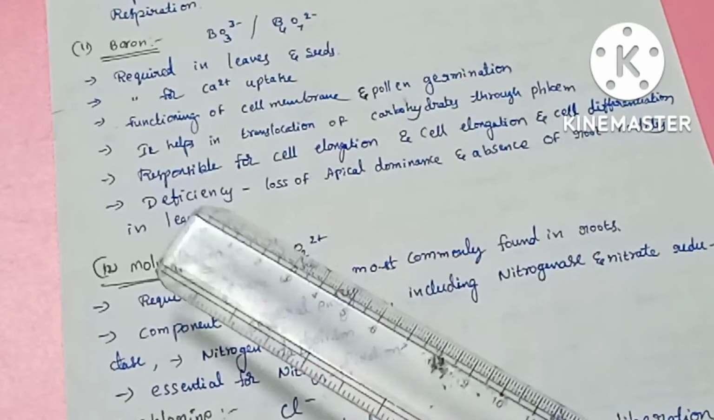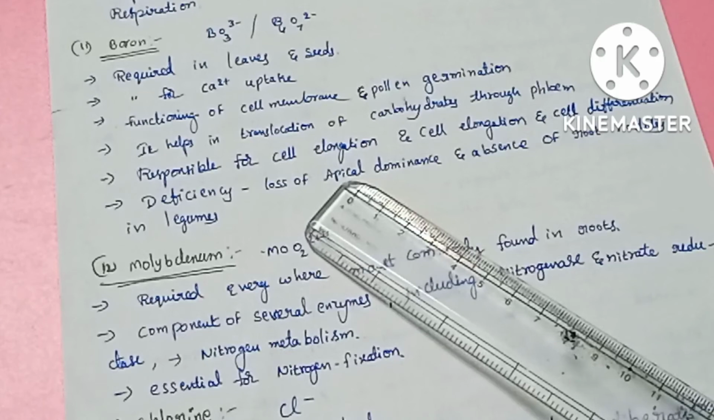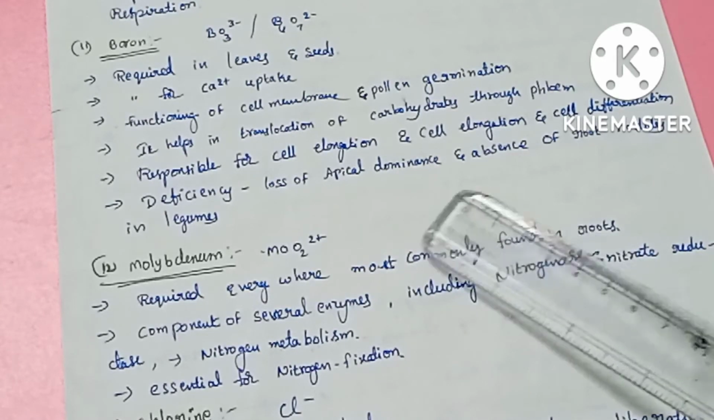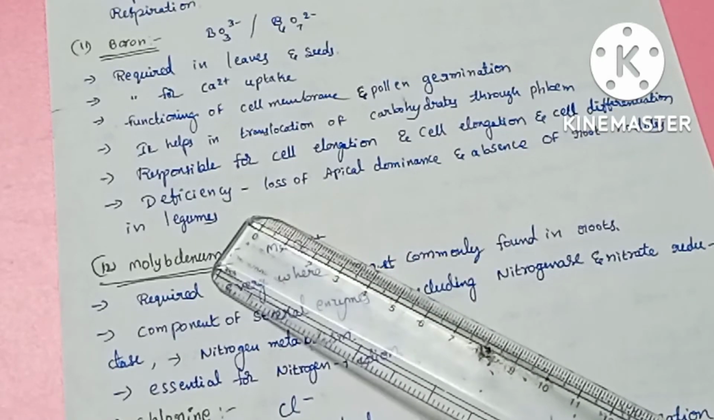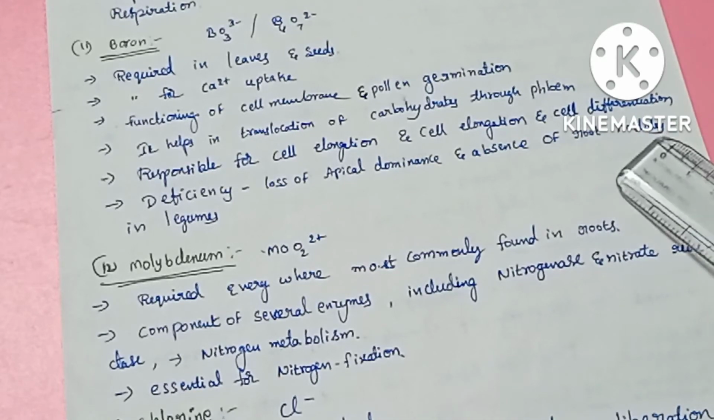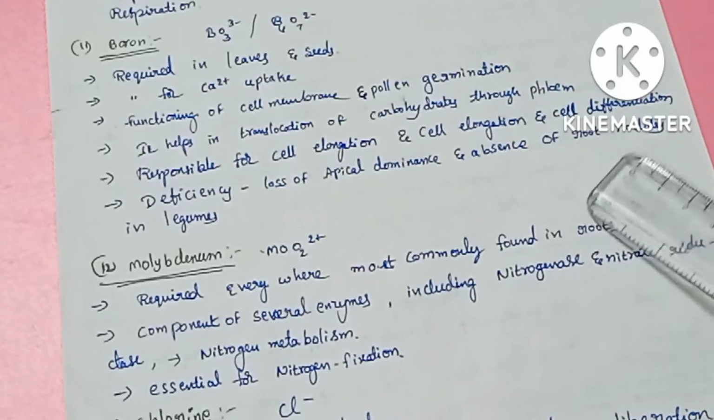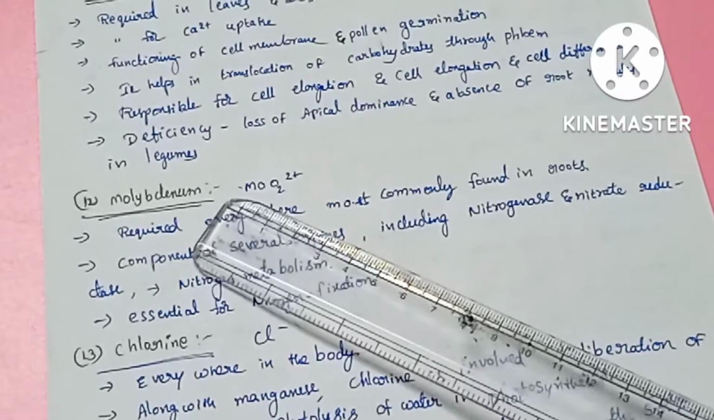So because of the deficiency of this boron, the plants will lose the apical dominance, and also the root nodule formation will not take place. So in the nitrogen fixing plants, in the legume plants, the rhizobium bacteria fix nitrogen by forming root nodules. Because of the absence of this boron element, the root nodule formation will not take place in the legume plants.